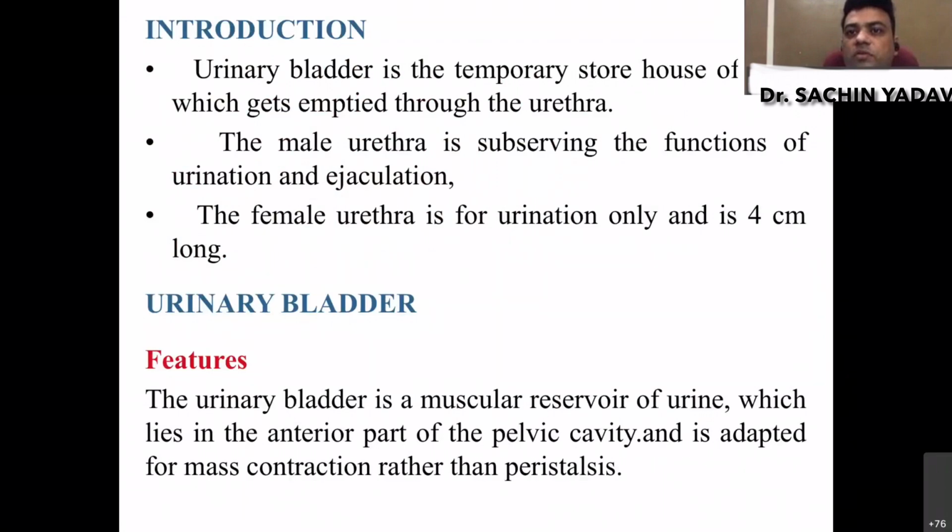So, the urinary bladder is a muscular organ acting as the reservoir of the urine, which lies in the anterior part of the pelvic cavity. It is adapted for mass contraction rather than peristalsis, meaning all the muscles contract together.